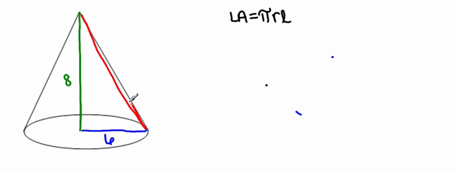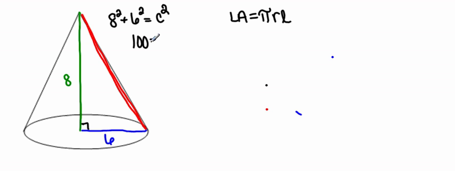So in order to find the length of that red line segment that represents the slant height, I'm going to do a little bit of Pythagorean theorem action. So our slant height in this picture is equal to 10. So now I'm all set to go ahead and substitute into my formula over here.